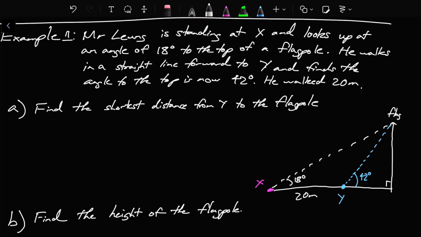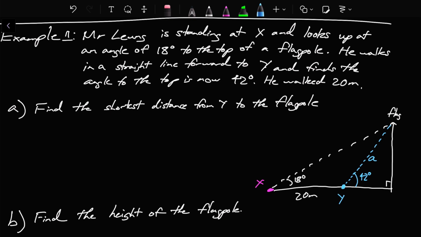We want to find the shortest distance from y to the flagpole. In other words, we want to find the length of the blue dotted line. Actually, let's not use x because we've already got x. Let's label it a. We want to find the length a. So how are we going to do that?